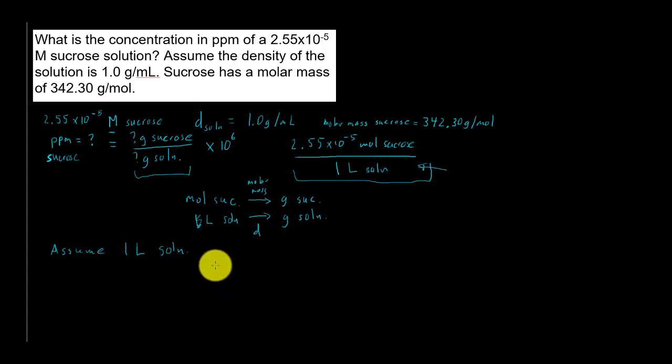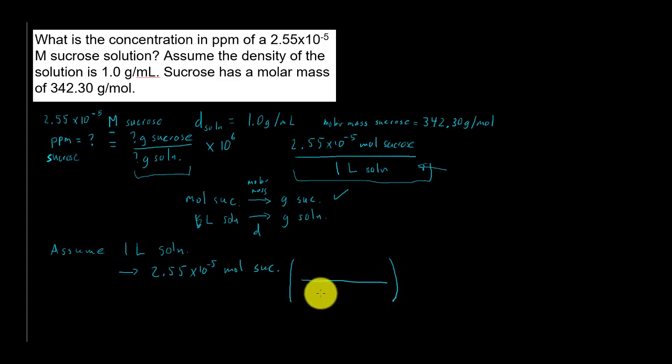So that's the strategy. So let's assume that we have 1 liter of solution. And if we have 1 liter of solution, that means that we have 2.55 times 10 to the negative 5th moles of sucrose, right? Just from the definition of molarity. So that made that calculation easy. And now I just need to do this calculation, the moles of sucrose to grams of sucrose. So let's go ahead and do that. I'll just write a conversion factor here as a set of open parentheses with an empty little horizontal slash.